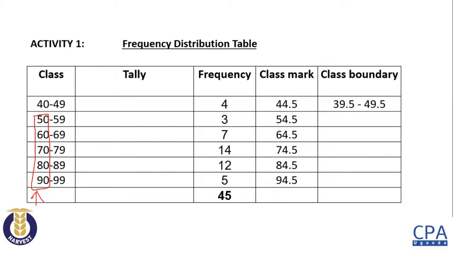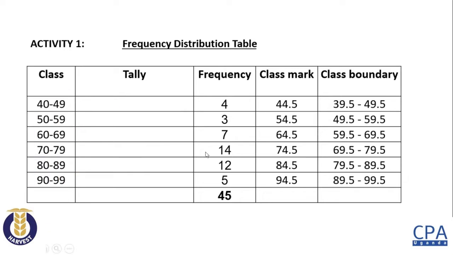So in general terms, you subtract 0.5 from the lower class limits, and then we shall add 0.5 to the upper class limits. So we shall end up with class boundaries for the class of 40 to 49 of 39.5 to 49.5. For the class 50 to 59, we shall have 49.5 to 59.5, and so on and so forth. So basically, the frequency distribution table will look like this.